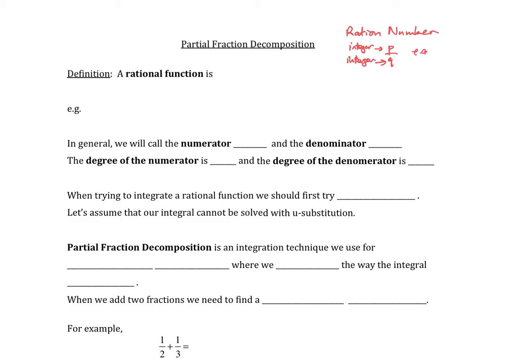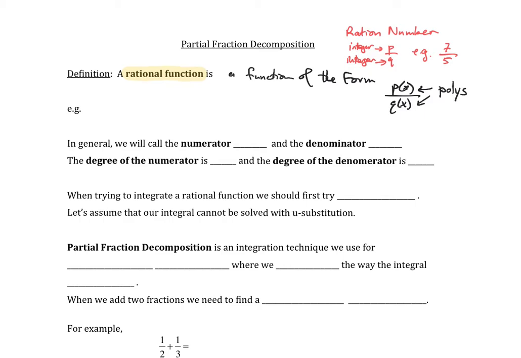For example, if you had something like 7 divided by 5, that would be a rational number. We talk about rational numbers because we really want to define what a rational function is. And a rational function is a function of the form p of x divided by q of x, where each of these objects, the numerator and the denominator, are polynomials.